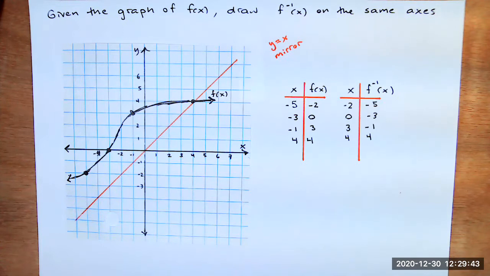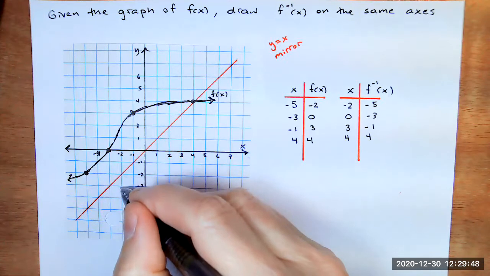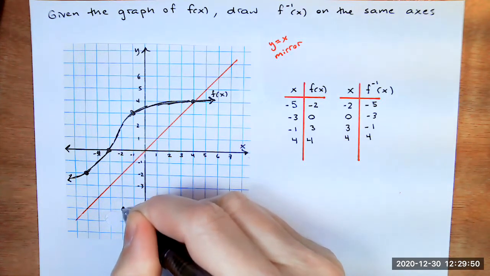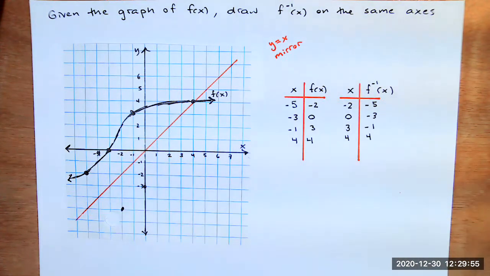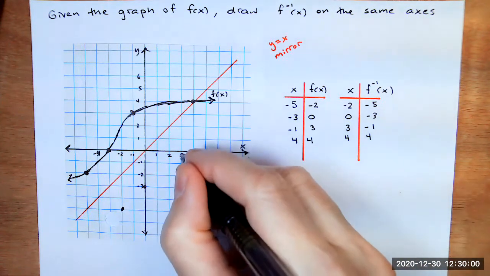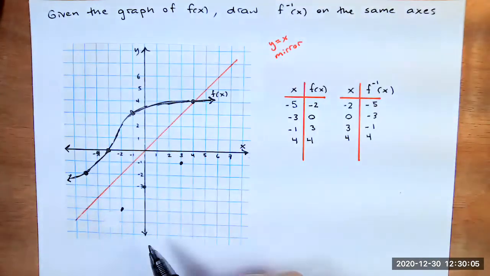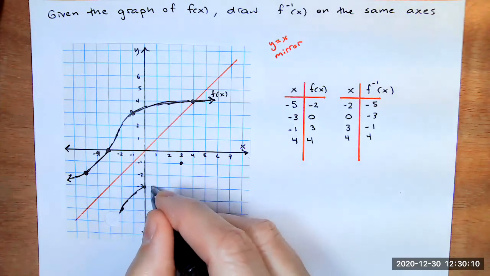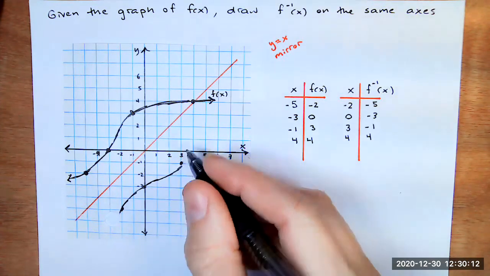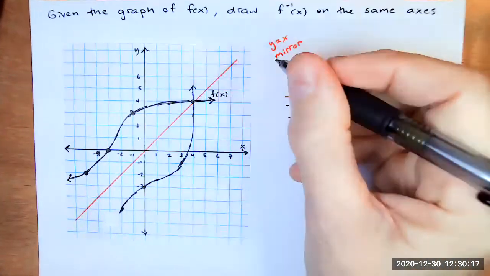And then -2, -5 will be on the inverse function. 0, -3 is on the inverse function. 3, -1, and 4, 4. So the graph of the inverse function will look roughly like this.